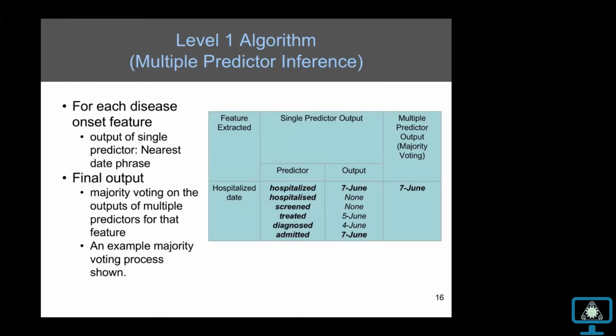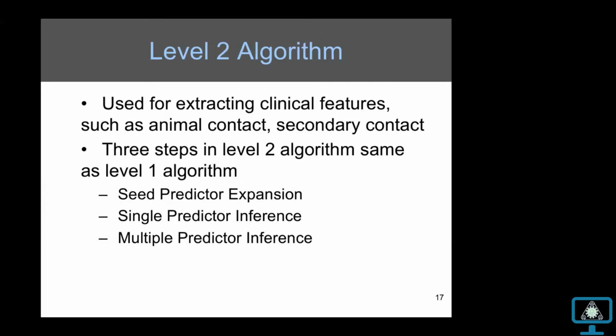We use each of these features as predictors and then try to find the date for them. Some of them will give you dates, some of them won't give you dates, and then you can do some form of aggregation on top of it. In this case, we are doing a simple majority vote, but it could be something else, and that majority vote is then extracted as the final output and then returned for this particular feature.